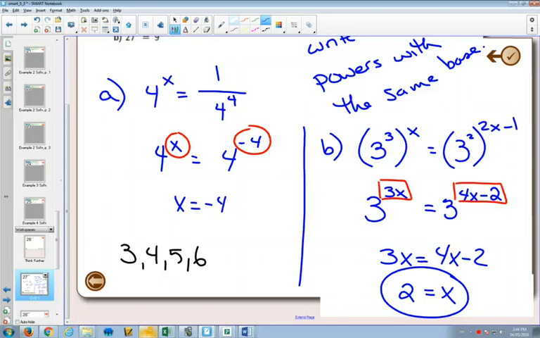Three, 4, 5, and 6 are ones that you can do with this one.